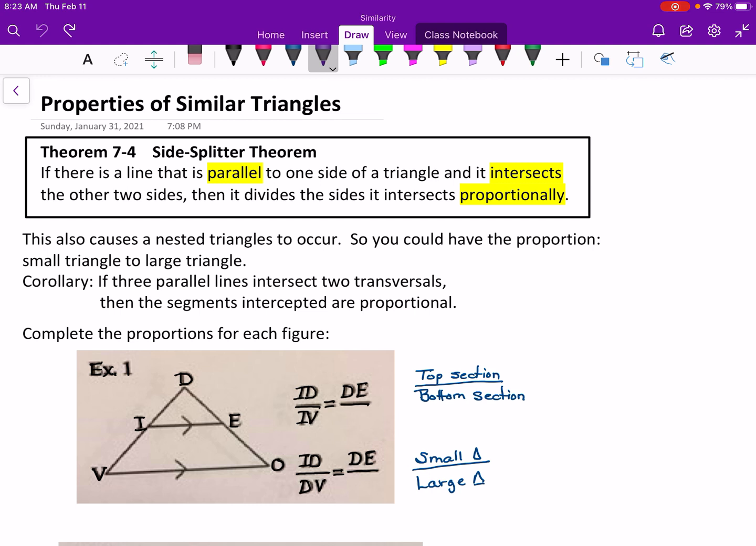And for those of you that will be taking the ACT exam this spring or next fall, maybe even in the summer, problems like this do show up on the ACT exam.